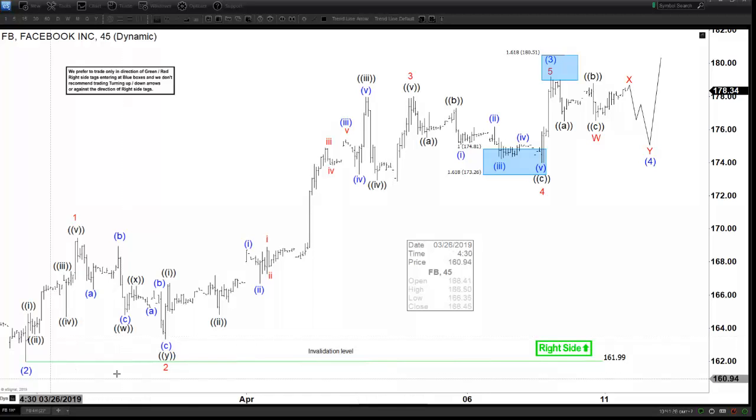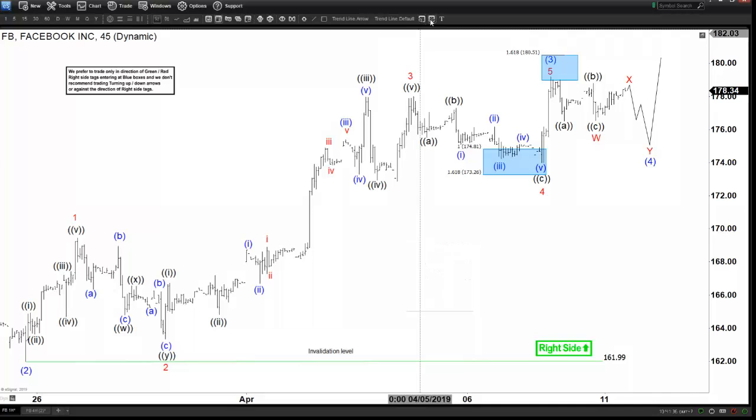So today we are looking at the chart of Facebook. This is a 45-minute chart, a short-term chart here. We can see from this chart that this starting point on March 25th is labeled as a wave 2 at $162. Then the rally from here is unfolding as an impulse.